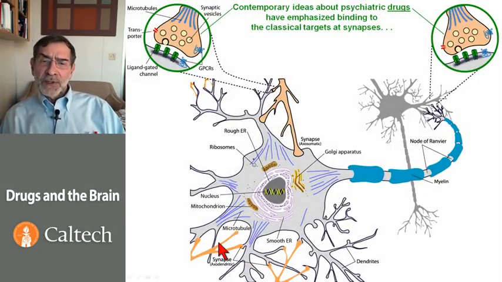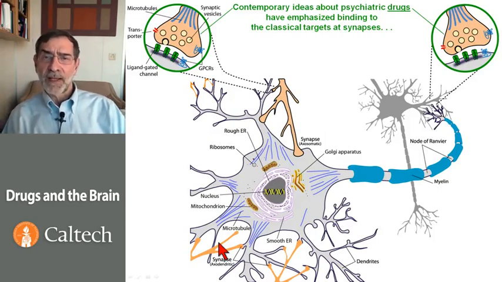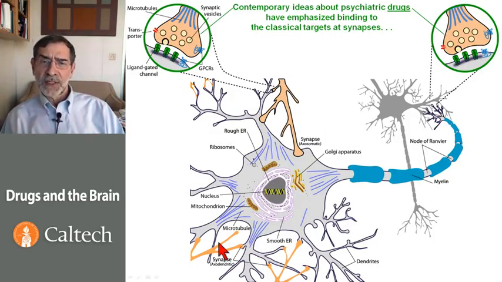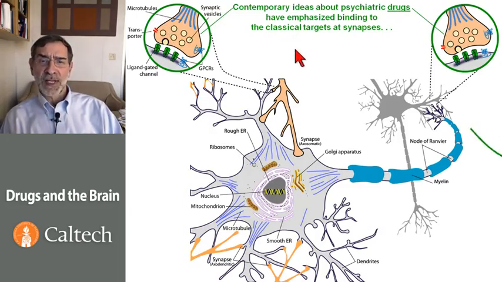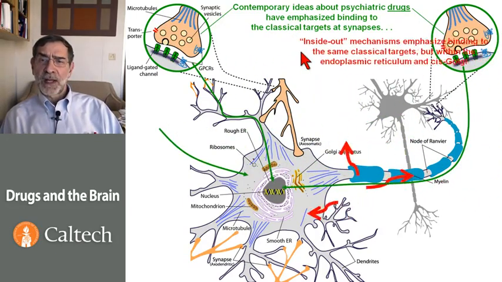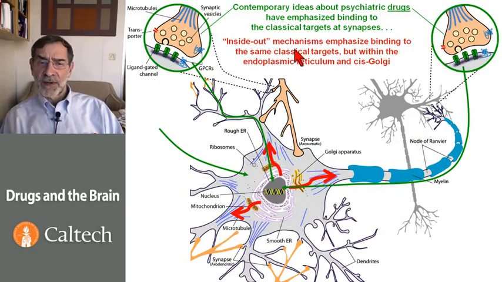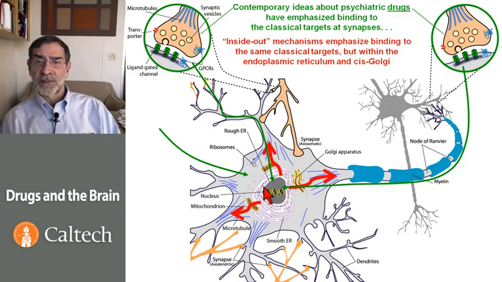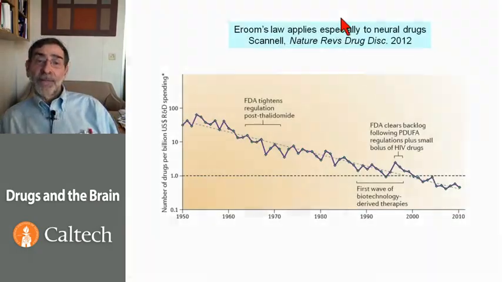Then, toward the end of the course, we're going to come back to this mystery about what happens during the 2 to 3 weeks that constitute the therapeutic lag, the time that a patient takes before he feels completely better. We'll talk about the fact that contemporary ideas about psychiatric drugs emphasize binding to classical targets, but that an idea I'm very fond of, called inside-out drug action, emphasizes binding to the same targets, but actually within the cell in the endoplasmic reticulum and the cis Golgi.